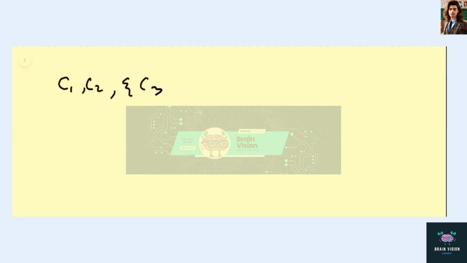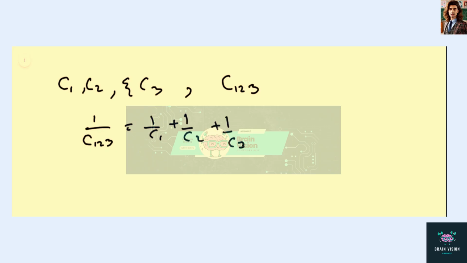For the given problem, initially the capacitors C1, C2, and C3 form a series combination equivalent to a single capacitor, which we denote by C123, which we can write as 1 over C123 is equal to 1 over C1 plus 1 over C2 plus 1 over C3. And this gives us an equivalent capacitance C123 is equal to 2.4 microfarad.